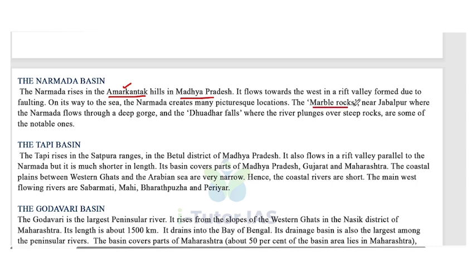The marble rocks near Jabalpur, where the Narmada flows through a deep gorge, and the Duadhar Falls, where the river plunges over steep rocks, are some of the notable ones. Okay, so the marble rocks near Jabalpur and the Duadhar Falls are important picturesque locations of the Narmada Basin. So the Narmada flows towards the west.